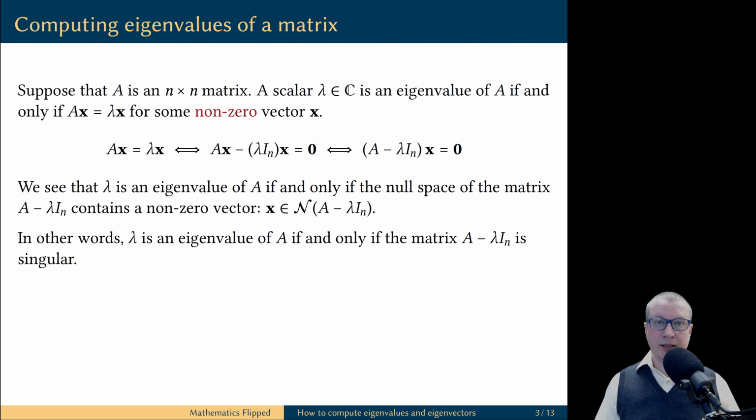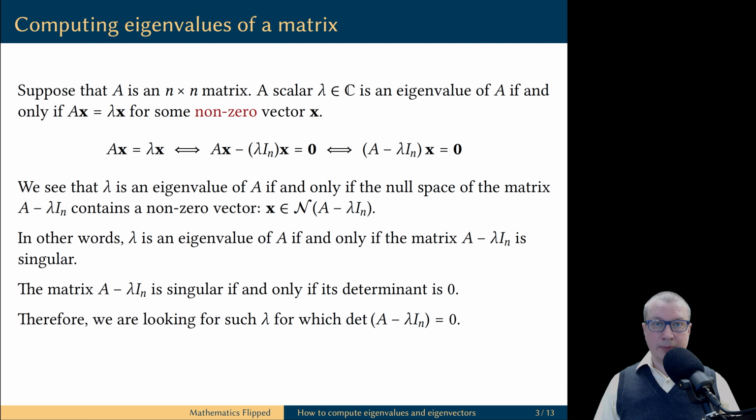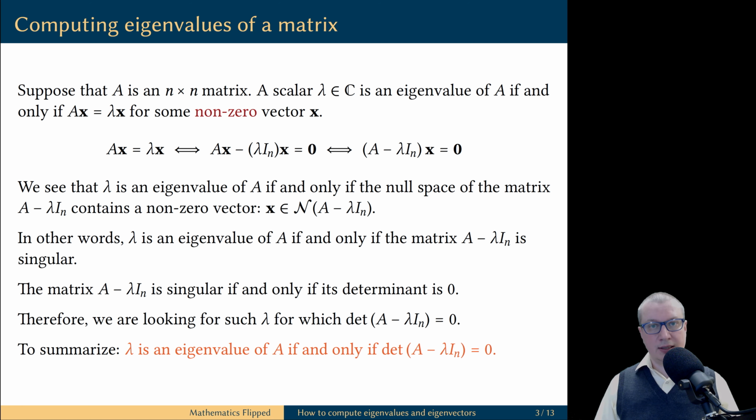But to say that the null space of a square matrix contains a non-zero vector is the same as to say this matrix is singular. Also, in one of the previous videos we have proved that a square matrix is singular if and only if its determinant is equal to 0. Therefore, lambda is an eigenvalue of the matrix A as long as the determinant of the matrix A minus lambda I is equal to 0. So, to find eigenvalues of a matrix A, we need to find scalars lambda such that the determinant of the matrix A minus lambda I is equal to 0.